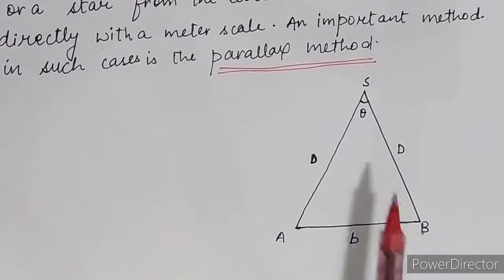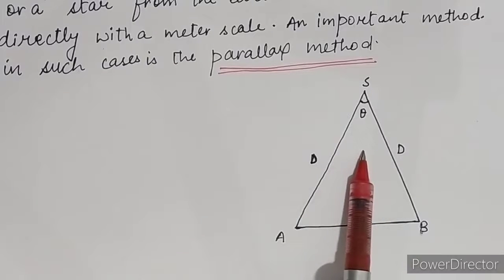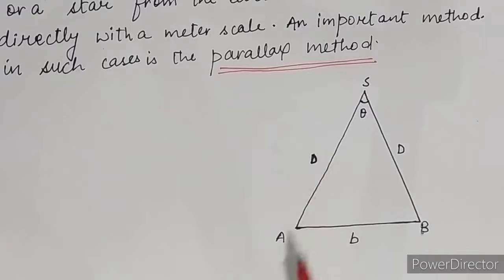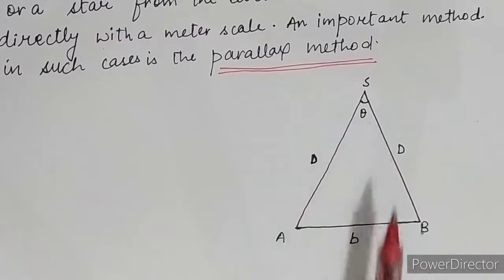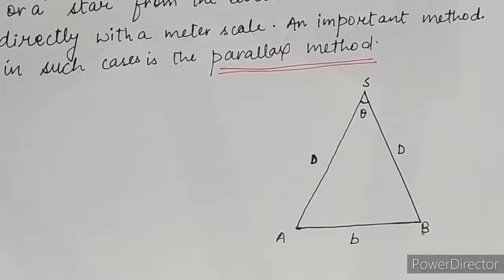Now we have to measure the angle between these two directions, along with this planet or star, from these two points, that is your angle ASB. This is represented by theta. So this is your parallax angle, or you can say the parallactic angle. Here I am denoting it, beta, so you are able to understand.